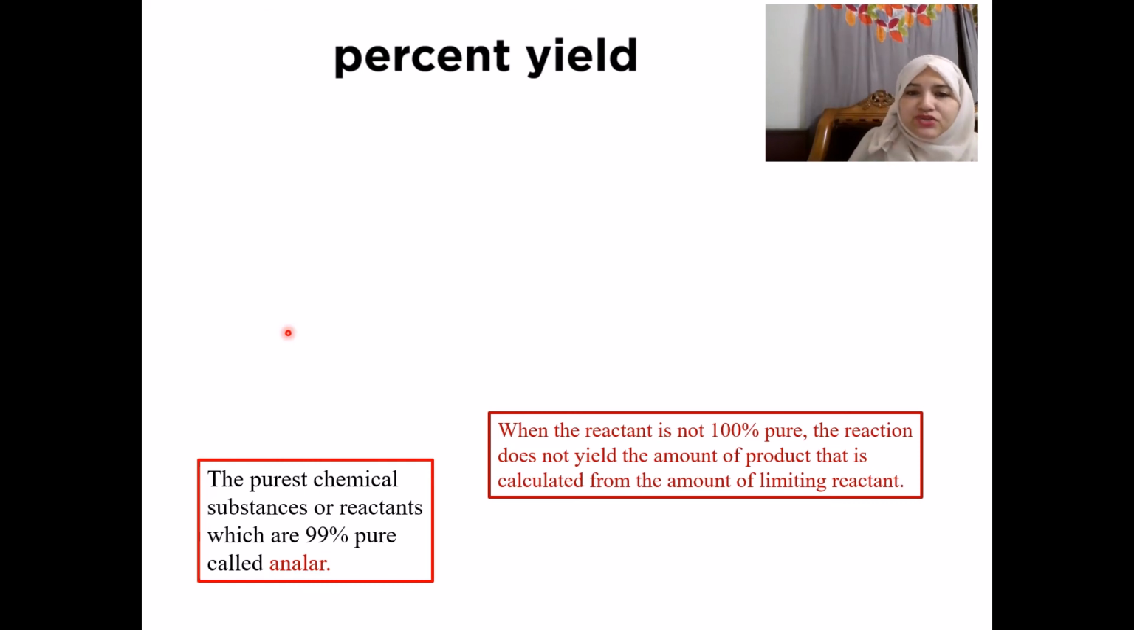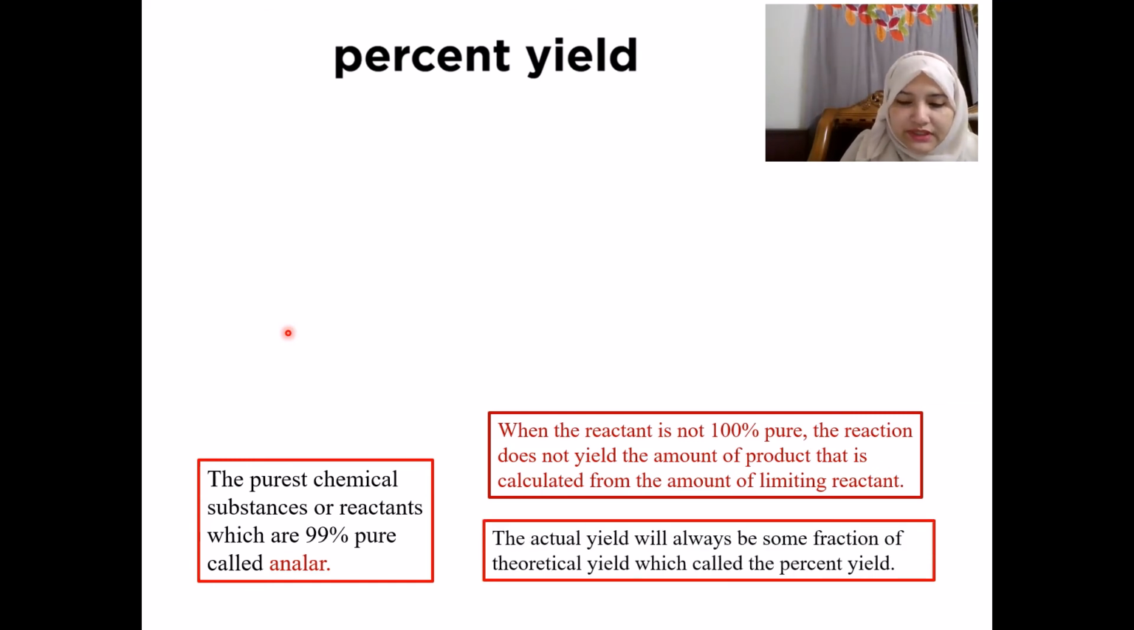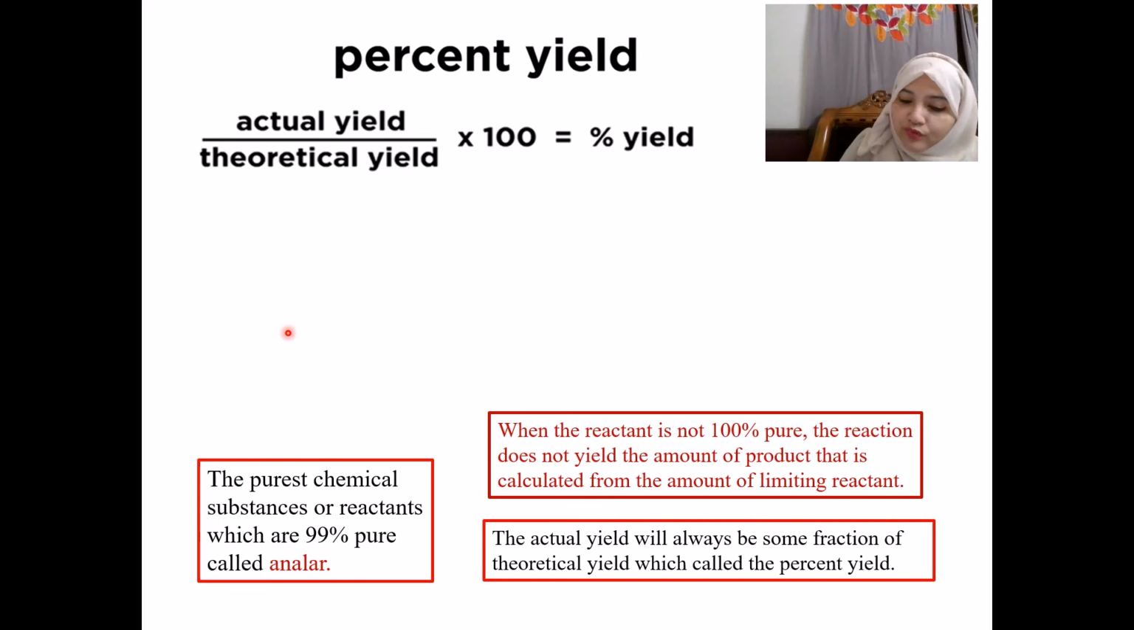But in reality this does not occur, and the actual yield is always some fraction of theoretical yield, which is known as percentage of yield or percent yield. And the percent yield is actual yield over theoretical yield times 100.